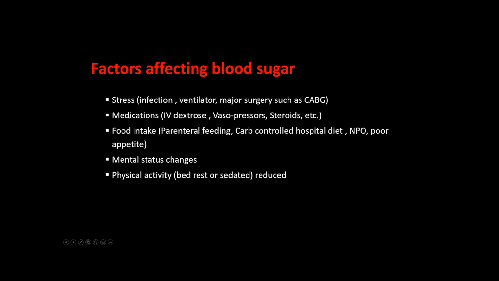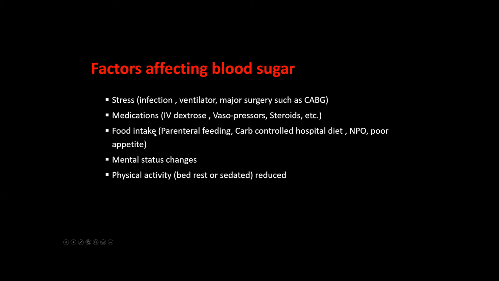These are the factors affecting the blood sugar level in the acute care setting as well: stress, infection, ventilator, surgery such as open heart surgery, and also medication. The most important medication here is a steroid. Then, is the patient getting IV dextrose and vasopressors? If the patient is in the ICU or on a ventilator, are they getting an epinephrine or norepinephrine drip? How about food intake? Are they NPO, or are they eating well? Are they eating poorly, or are they on parenteral feeding, like tube feed or total parenteral nutrition?